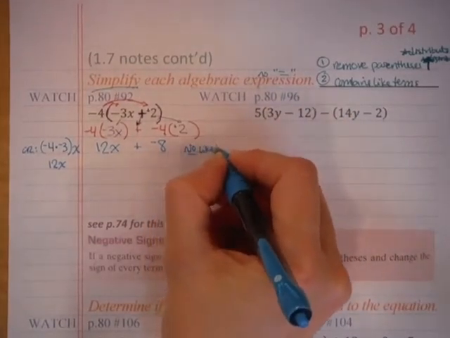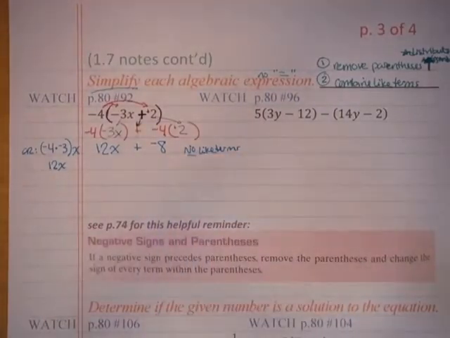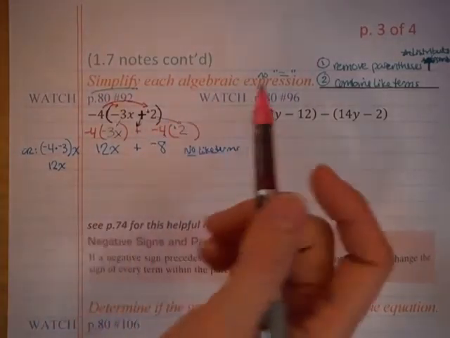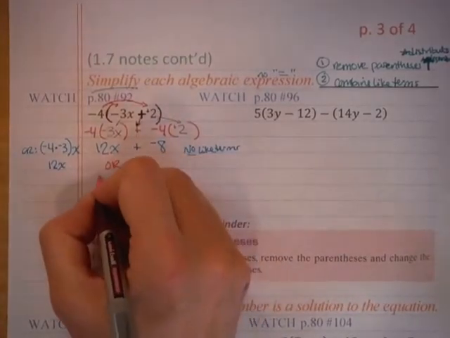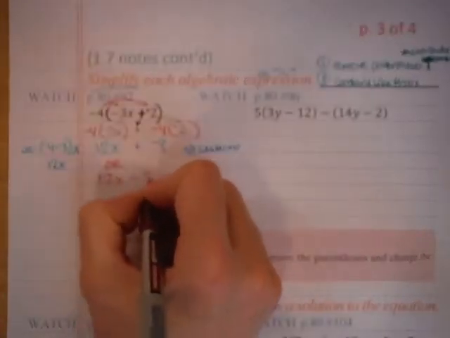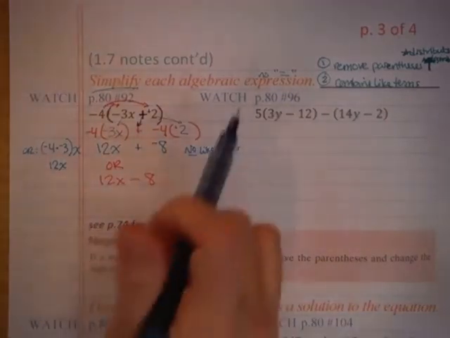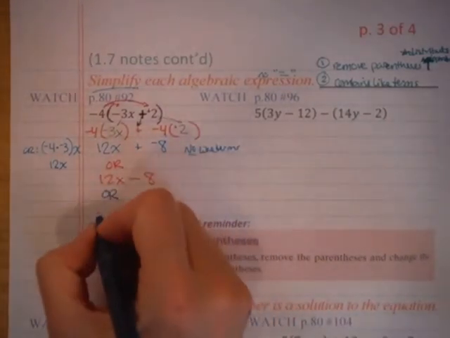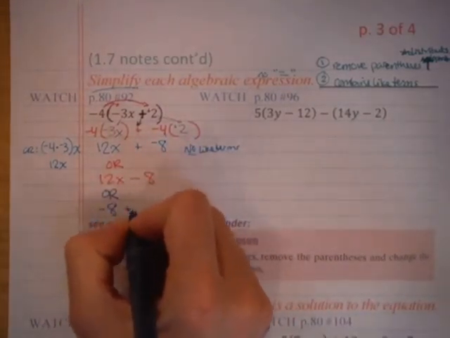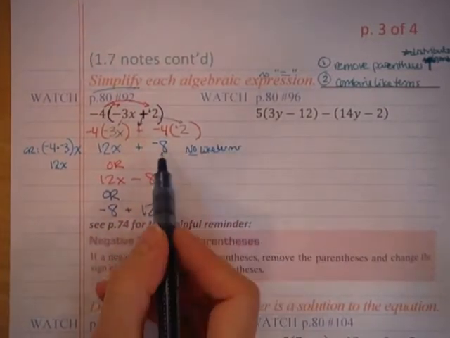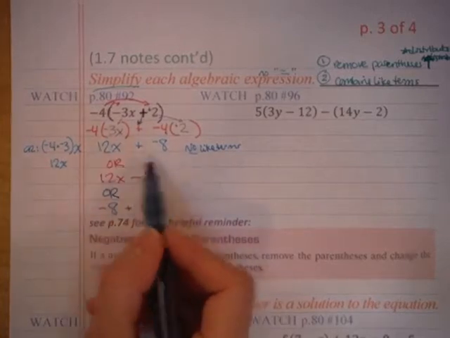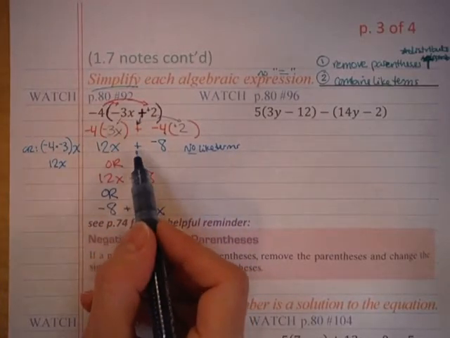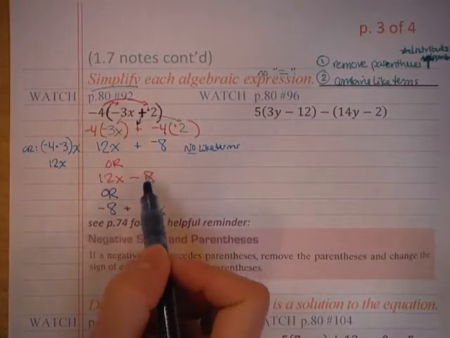So we are done with simplifying this expression. You can write that as 12x plus a negative 8, or you could write that as 12x minus 8. That means the same thing. Or you could write this as negative 8 plus 12x, where you keep the negative sign with the 8 and switch it around the addition sign. All three of these would be acceptable answers.